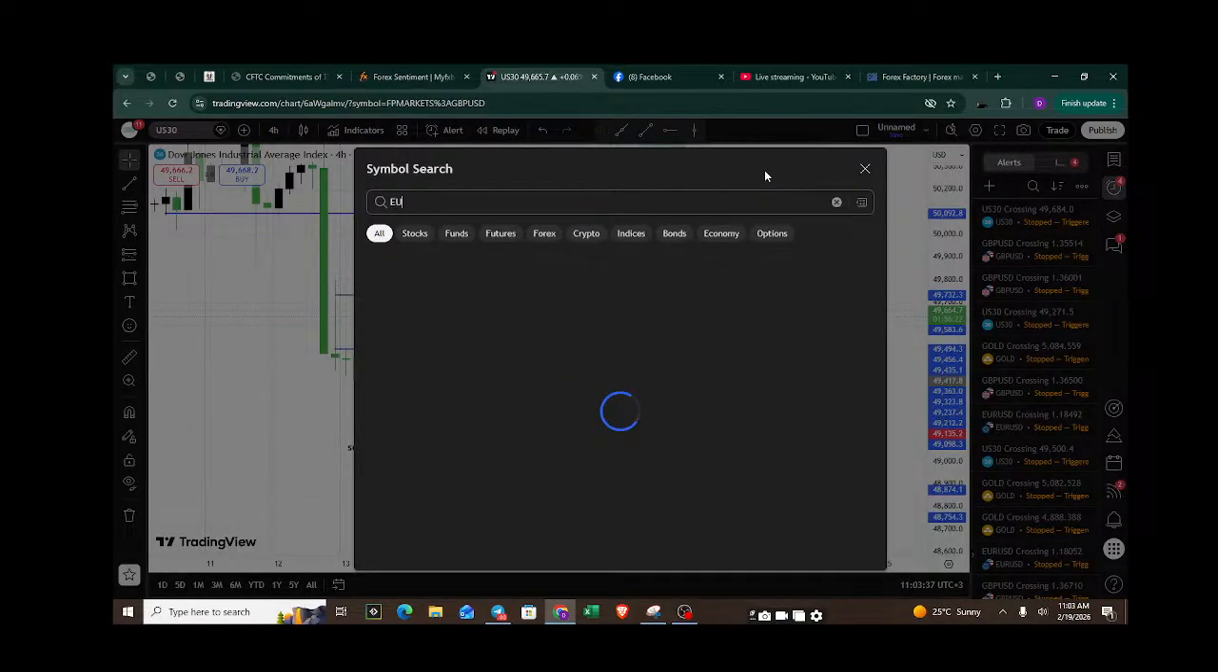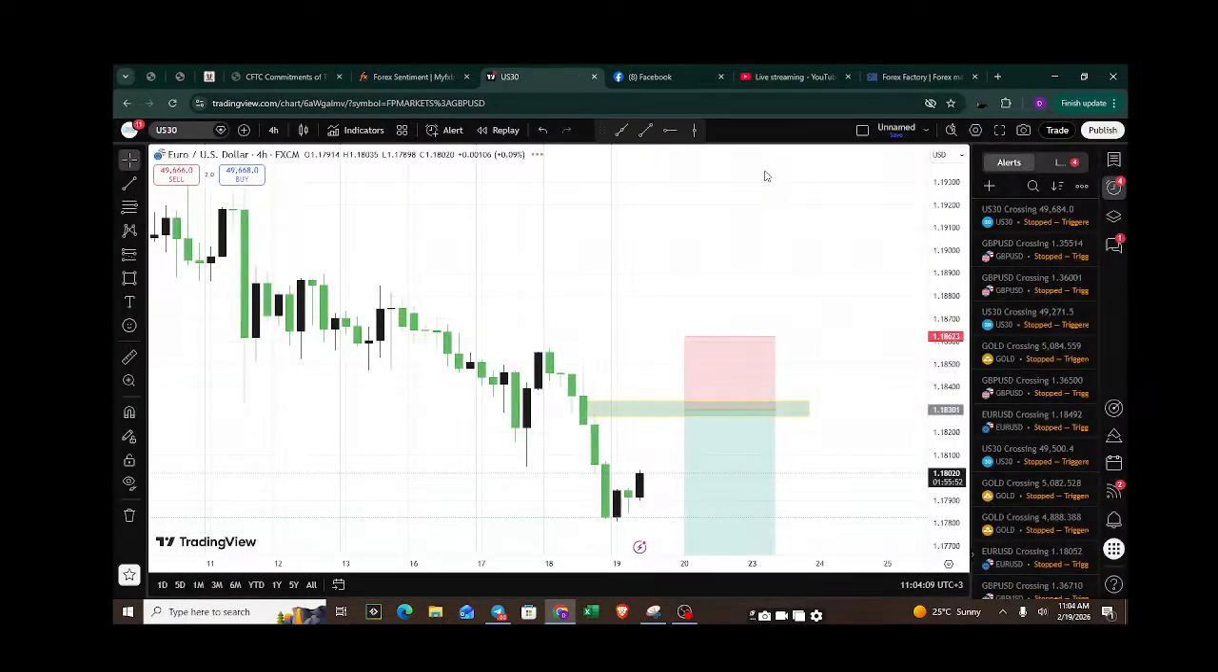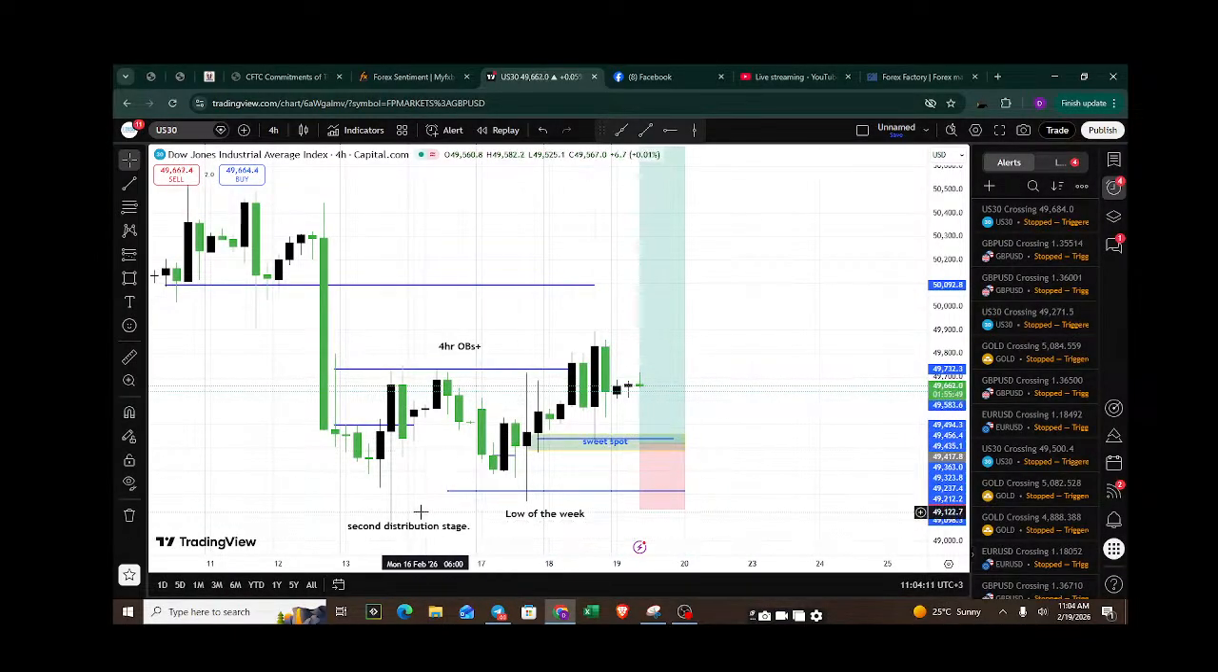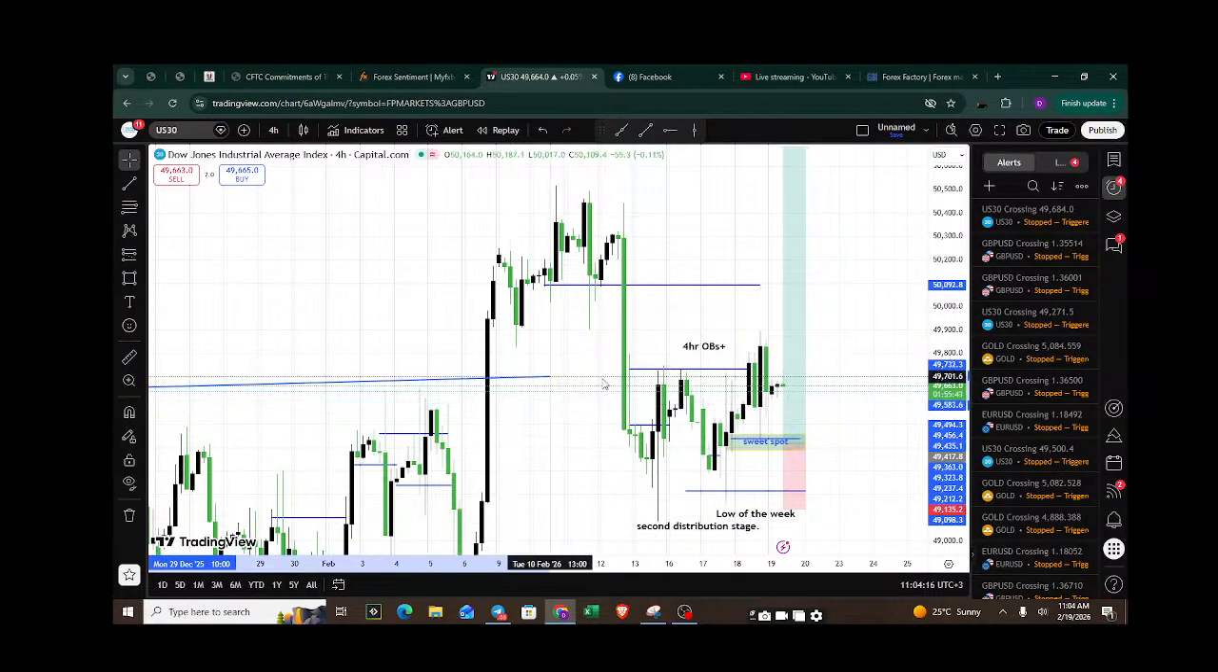Now on Euro USD, what I'm seeing on currencies like Euro USD and GBPUSD is that next week might be the week we start moving up, but for indices like US30, this week might be the week we start moving upwards. Because remember, US30 has come back to this retracement.